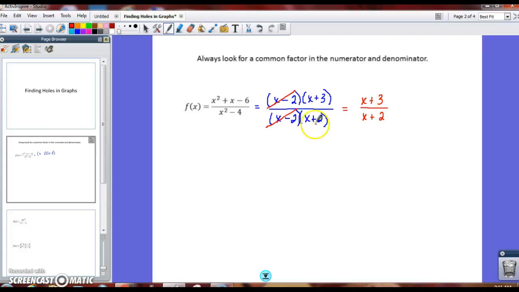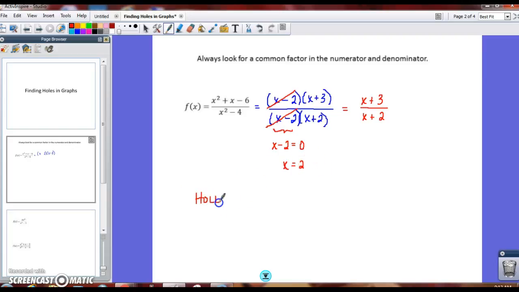Okay, but the first thing I'm going to do is figure out what the x-coordinate of the hole is. And that comes right from this here. When I set that common factor that I canceled out of the top and the bottom equal to 0 and solve that, I'm going to get a value for x. That's the x-coordinate of the hole.